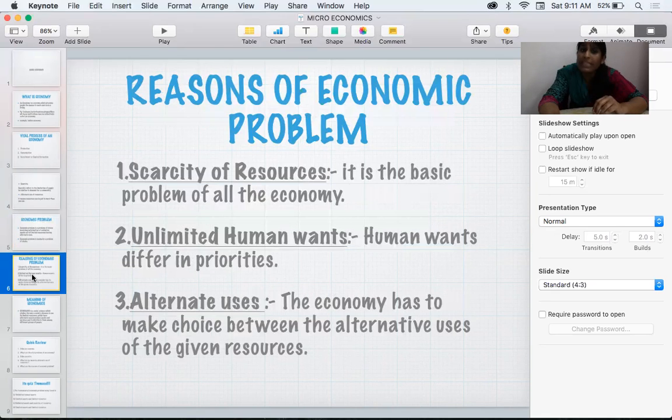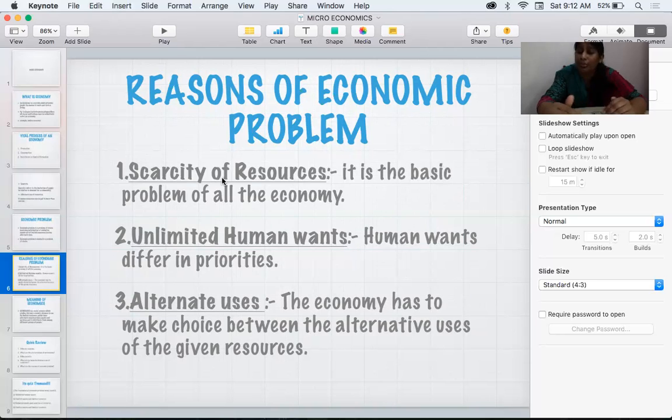Next, there are many reasons for the economic problem, but the main 3 are scarcity of resources, unlimited human wants, and alternate uses. As for scarcity of resources, as you know, land, labor, capital, etc. are the resources we have. All these resources are of limited quantity only, but the wants of human beings are unlimited. With the limited quantity, we have to satisfy the unlimited wants of the people. So the first economic problem is scarcity of resources, and this is the basic problem of all economies.